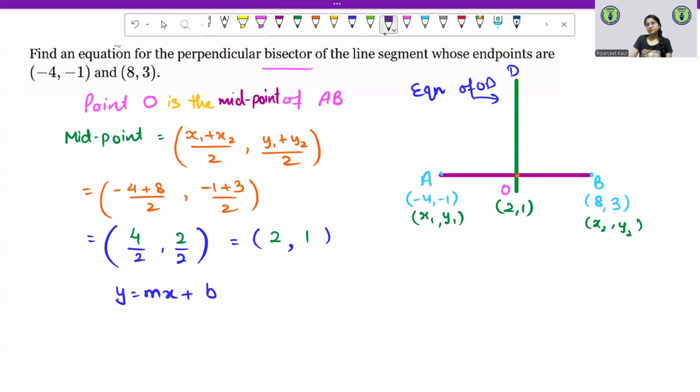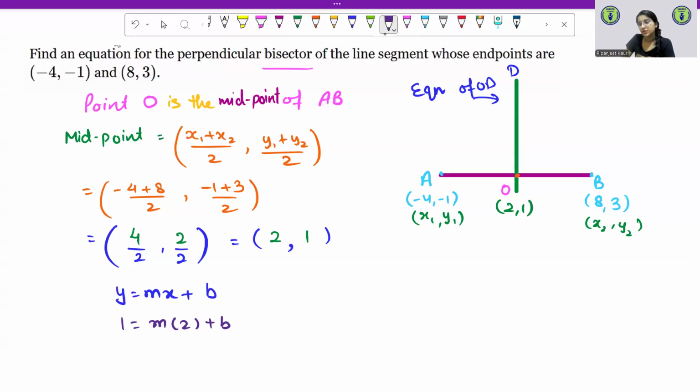We can plug in O to y equals mx plus b. Yes, but if we plug in 2 and 1 here, 1 equals m times 2 plus b. There are two unknown variables, and we have only one equation. So we'll need something else, that is either the slope is known or the intercept is known. Somehow we want to know that.